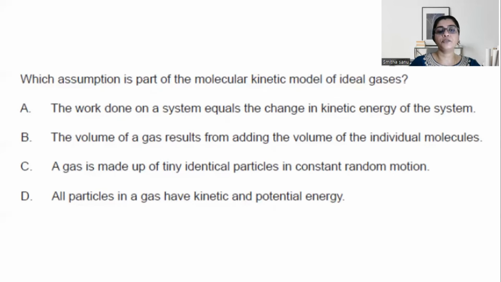If we look at this question, which assumption is the part of molecular kinetic theory of ideal gas? Molecular kinetic theory of ideal gas tells you that a gas is made up of tiny identical particles which are in constant random motion. So the answer which is correct is C.